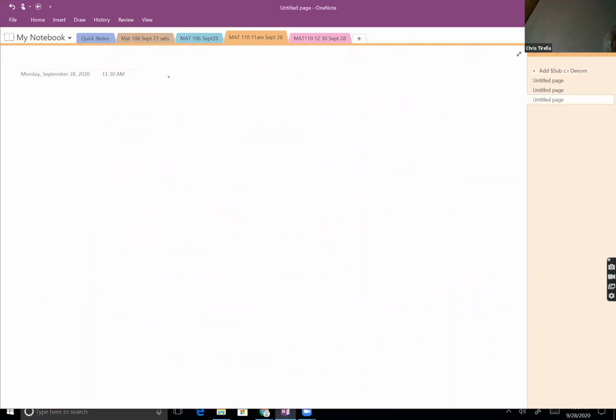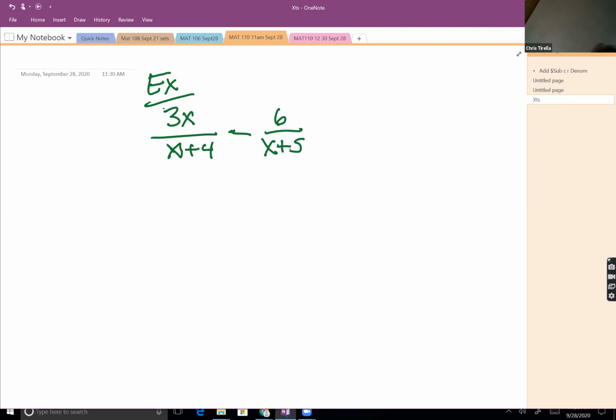Next example. Let's look at 3x over x plus 4 minus 6 over x plus 5. First thing I have to do is factor each denominator. Is there any work involved in factoring the denominator? I think they're both factored already.